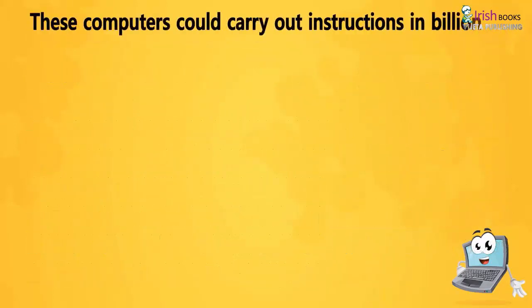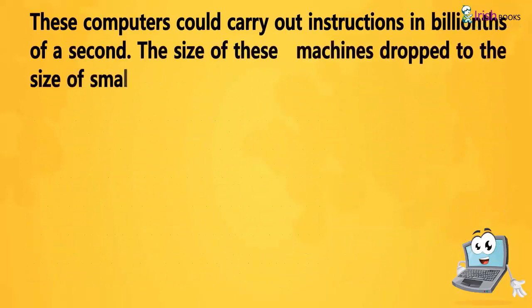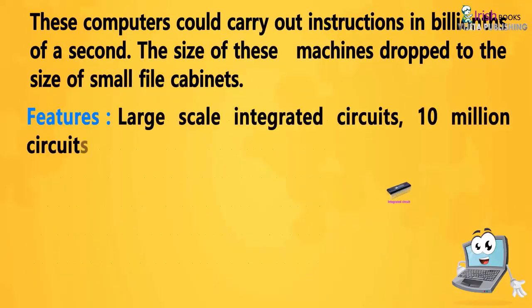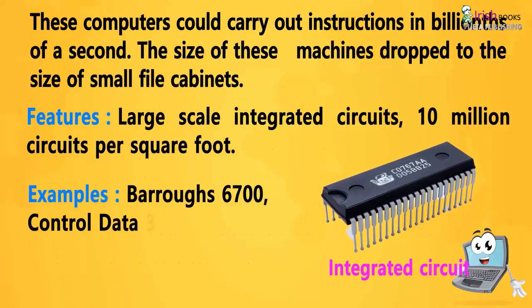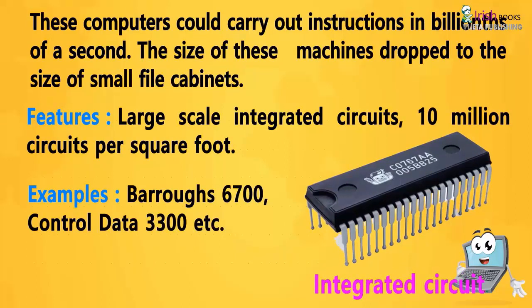These computers could carry out instructions in billionths of a second. The size of these machines dropped to the size of small file cabinets. Features: large-scale integrated circuits, 10 million circuits per square foot. Examples: Burroughs 6700, Control Data 3300, etc.